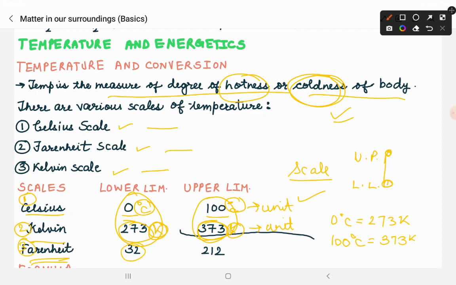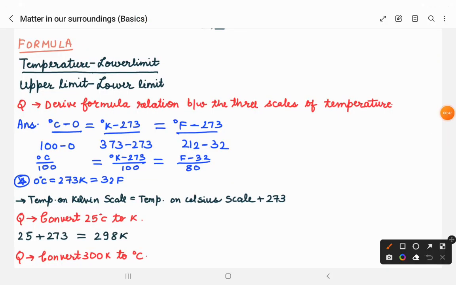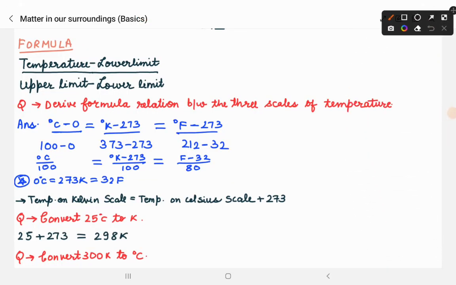There is one Fahrenheit scale also. The Fahrenheit scale says that the lower limit is 32 Fahrenheit and the upper limit is 212 Fahrenheit. This Fahrenheit is again the unit of this scale. So these are the three different types of scales. Now let us talk about the formula. This is a very important and very basic formula which can be used to calculate all the examples of temperature calculation.